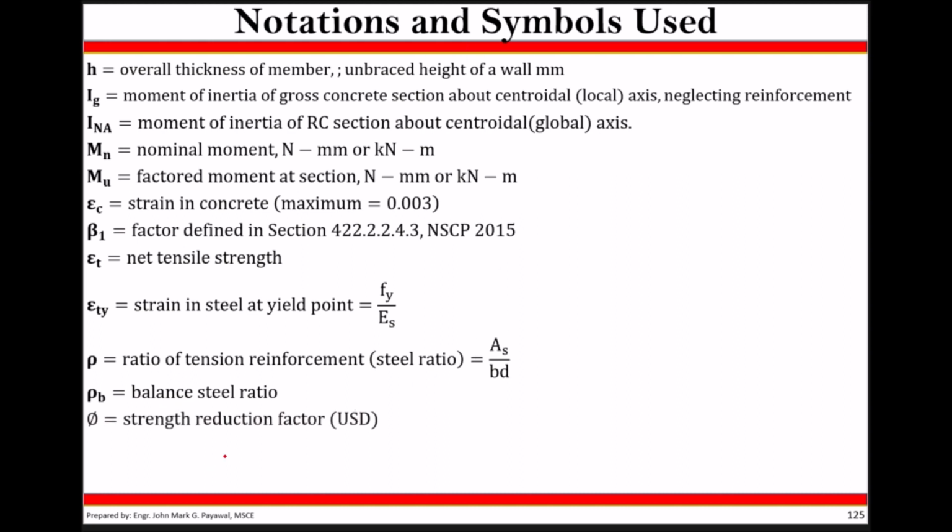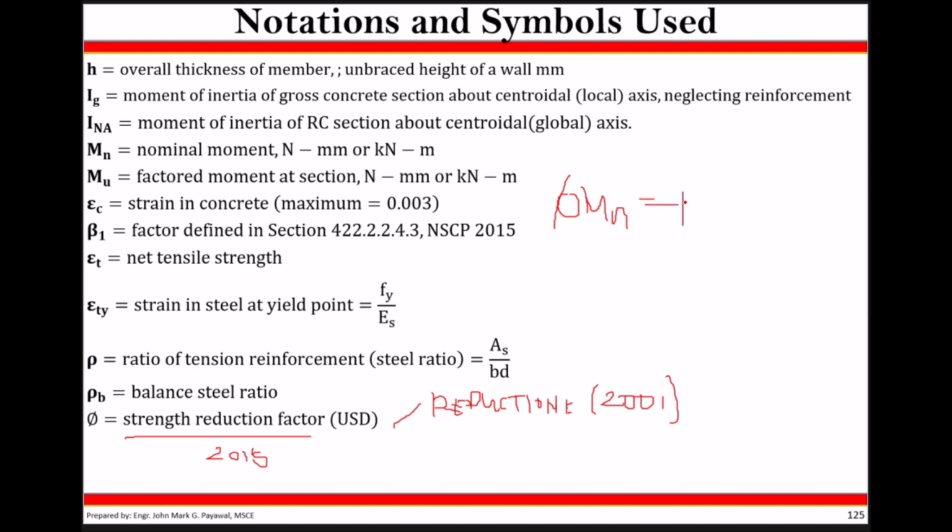So next is your reduction factor. There are 2 values for reduction factor. If it's just reduction factor, or RF, it would be your 2001 provision. And then if it becomes strength reduction factor, that's your 2015, which is the latest code. What does it play, or why is it important? If I have my nominal moment, Mn, multiplied by my phi, it would yield my ultimate or factored moment, which is the design moment.